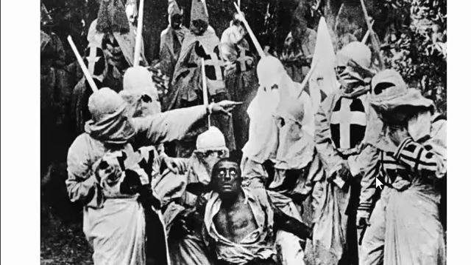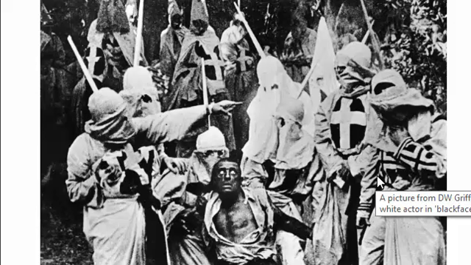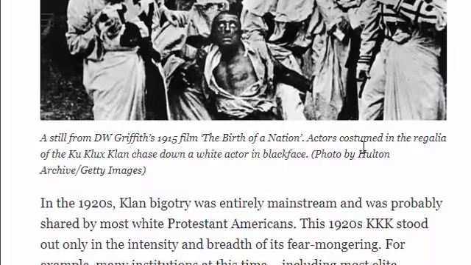In this picture, you see the KKK holding this guy, I guess. I don't know what they're exactly doing. A still from D.W. Griffith's 1915 film, The Birth of a Nation. Actors in costume as members of the KKK chase down a white actor in blackface.